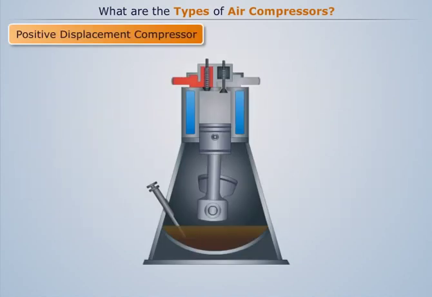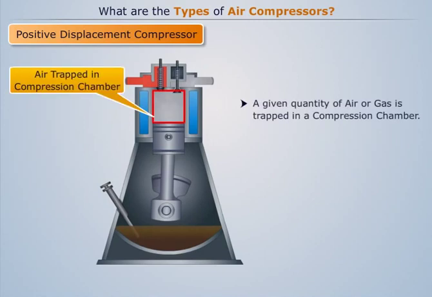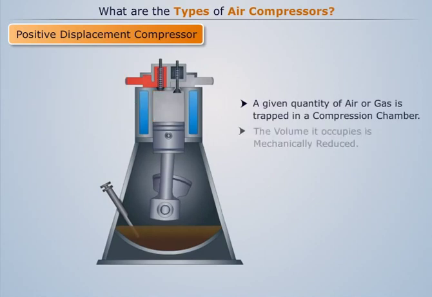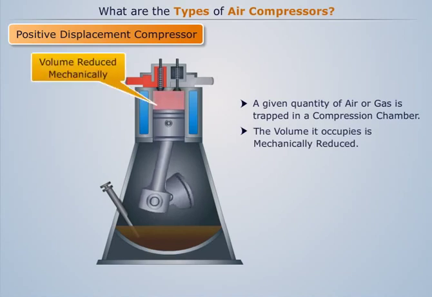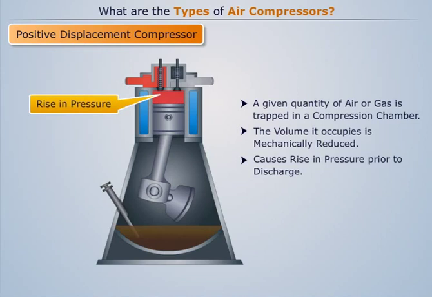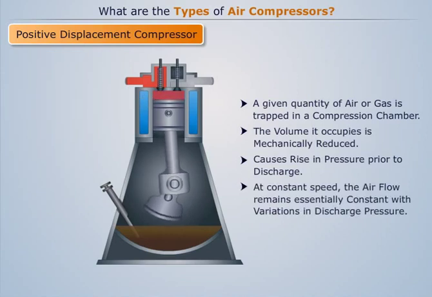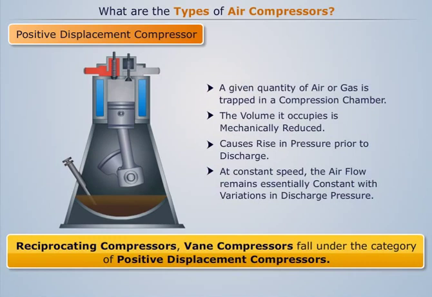In the positive displacement type, a given quantity of air or gas is trapped in a compression chamber, and the volume it occupies is mechanically reduced, causing a corresponding rise in pressure prior to discharge. At constant speed, the airflow remains essentially constant, with variations in discharge pressure. Reciprocating compressors, vane compressors, fall under the category of positive displacement compressors.